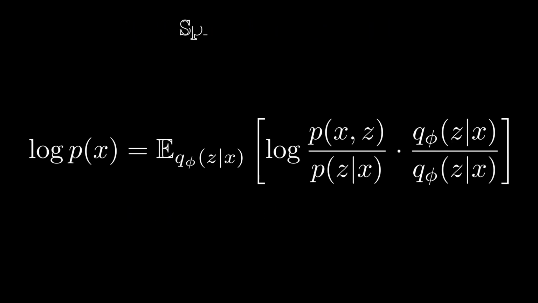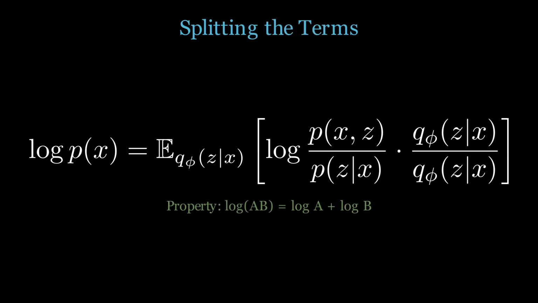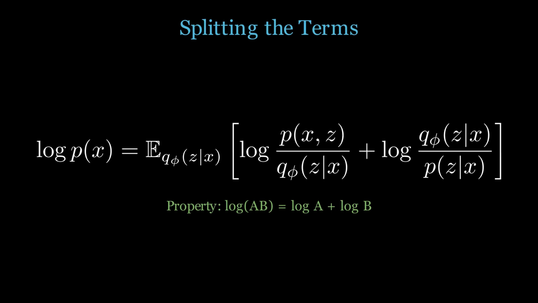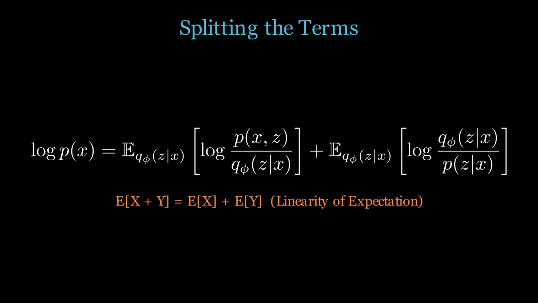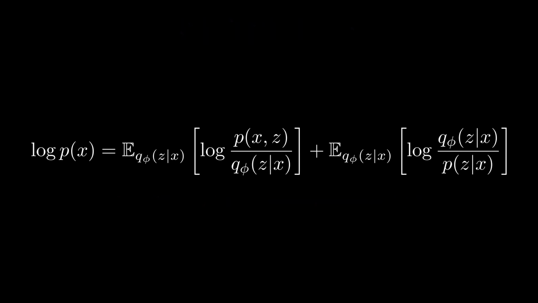After multiplying by q over q, we can use the logarithm property that log of a times b equals log of a plus log of b. This splits our expression into two terms: the log of p of x, z over q of z given x, plus the log of q of z given x over p of z given x. Now we use the linearity of expectation. The expectation of x plus y equals the expectation of x plus the expectation of y. So we can separate this into two distinct expectation terms.